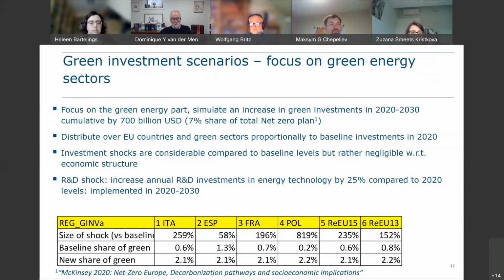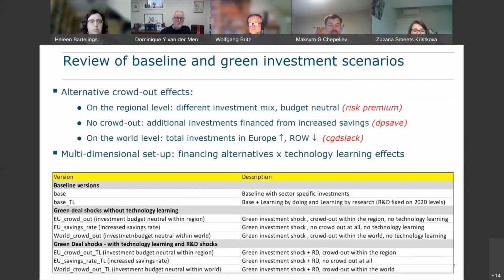As for the R&D shocks, we take the assumption that the R&D investments in energy technology would increase by 25%, and that we implement in the period 2020 to 2030. So that's how we came up with the values.